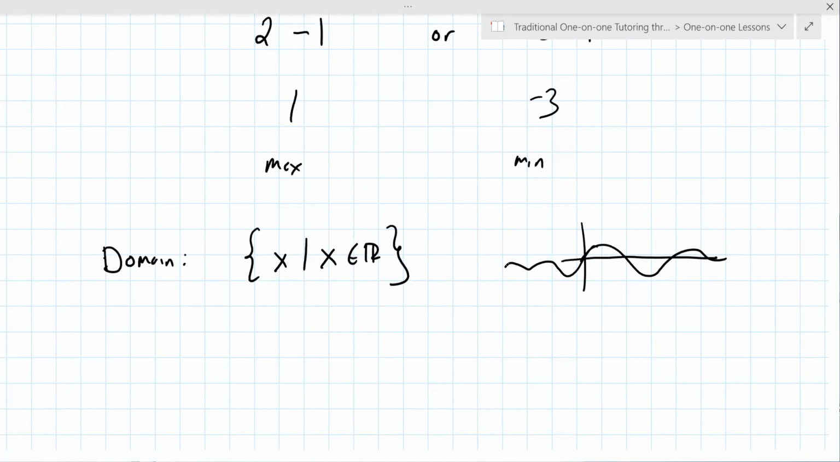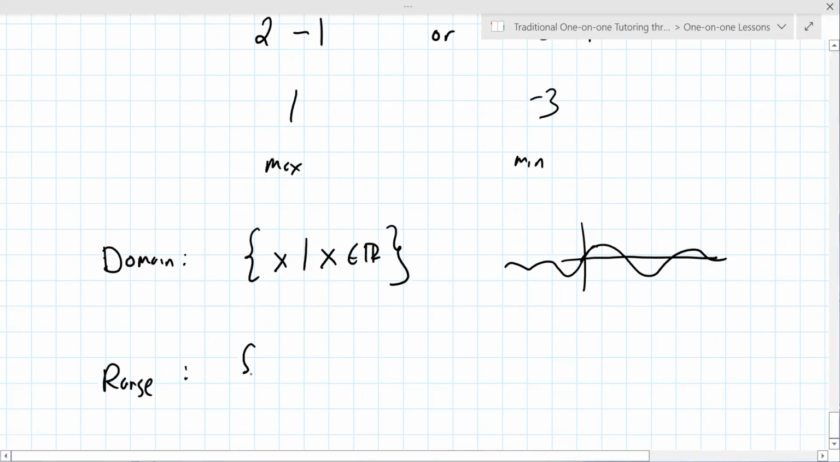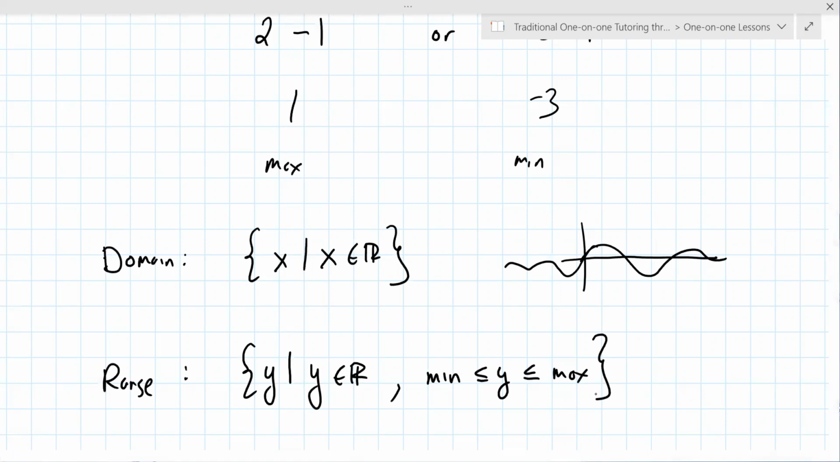So the next one here is range. So your range is the y's. It's the y's such that y is an element of the real numbers, but it's always going to be the following. It's going to be a min less than or equal to y less than or equal to a max. And we've got to come up with those. So we should do another problem here where you have to come up with the min and the max.